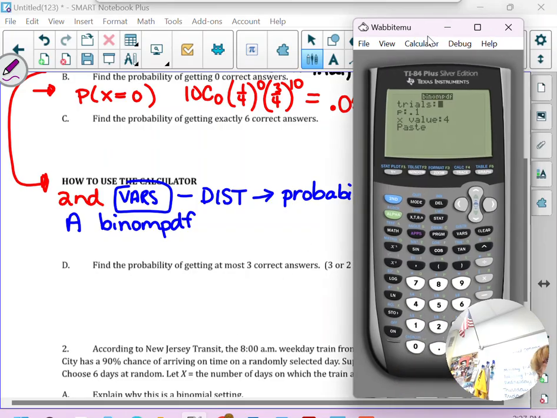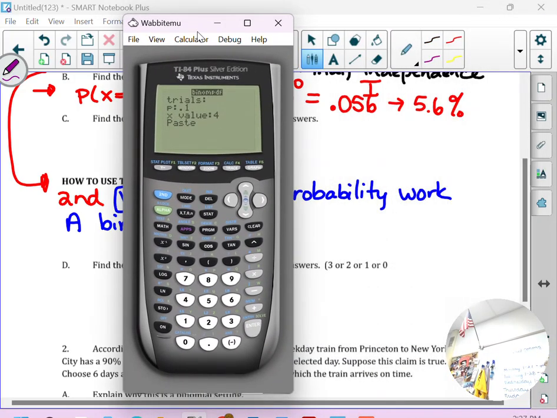All right, so when you get to the screen, it tells you exactly what it needs to do your formula. It says, okay, tell me how many trials you're doing. We're doing 10 questions. What's the probability of success? On any one question, we have a 1 out of 4 chance of being right. What do we want to figure out the probability of? Well, we want the probability of getting 0 of them correct.